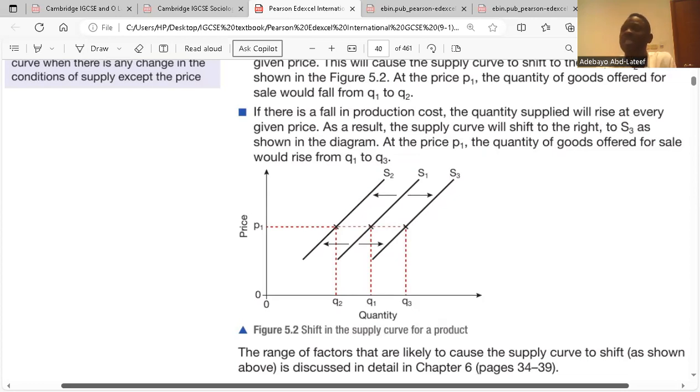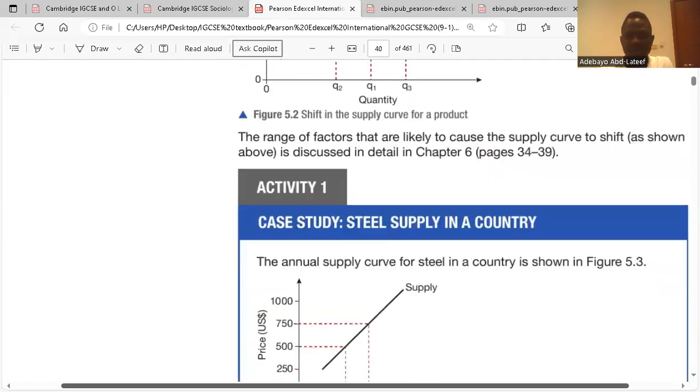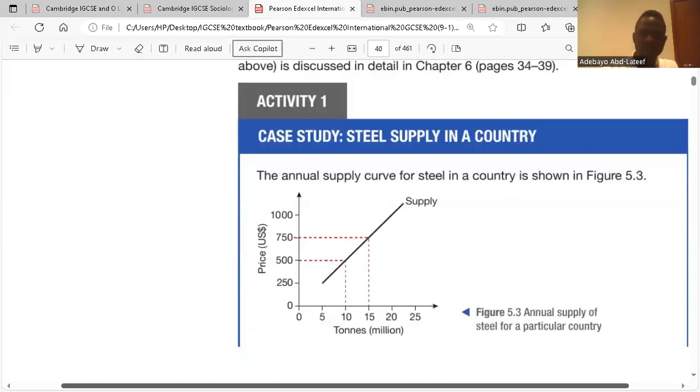And as a result of that, there will be a shift leftward in the supply curve from S1 to S2. Do you get that? Yeah. Because the quantity supplied would have reduced from Q1 to Q2. Is it clear? Yes. However, if there's a fall in the cost of production, it will encourage firms to produce more. And as a result, the quantity supplied in the market will increase from Q1 to Q3, which will lead to a shift rightward from S1 to S3. Is it clear? Yes. That's about shift.